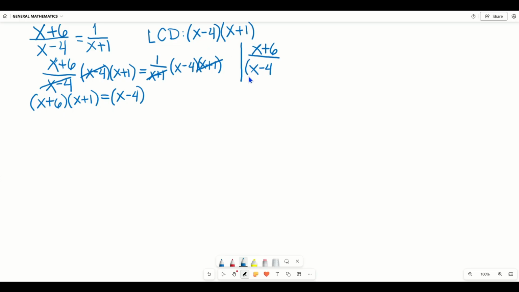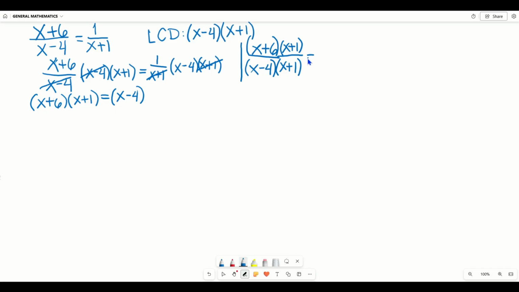So since I already have here x minus 4, to make the denominator the same with the LCD, I need to have x plus 1. So I will multiply here x plus 1. And since I multiplied x plus 1 to the denominator, I also need to multiply x plus 1 to the numerator to maintain the equality.